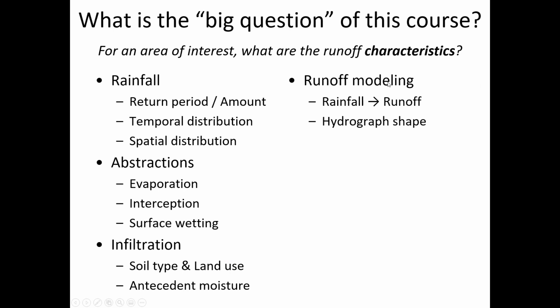So the modeling that we're going to focus on in the coming weeks is turning some rainfall distribution into a runoff distribution, and trying to predict what the shape of the hydrograph looks like. And it's not just the sizing of things like culverts and channels and bridges that's affected by the shape of the hydrograph, but it's also larger structures like dams.